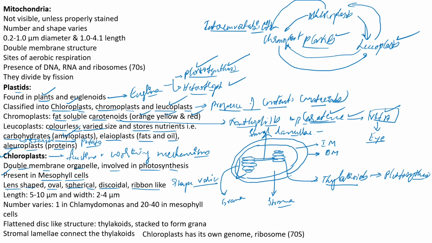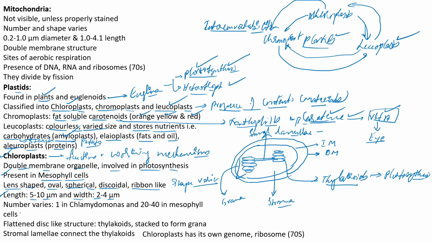The typical length is around 5 to 10 micrometers, and the width is around 2 to 4 micrometers. Try to remember these numbers because they are important for your CET. You can expect one or two direct statement-based questions, which of the following is true or not true. They can mention a few points in the options regarding the chloroplasts, and you have to pick the right one or the incorrect one.